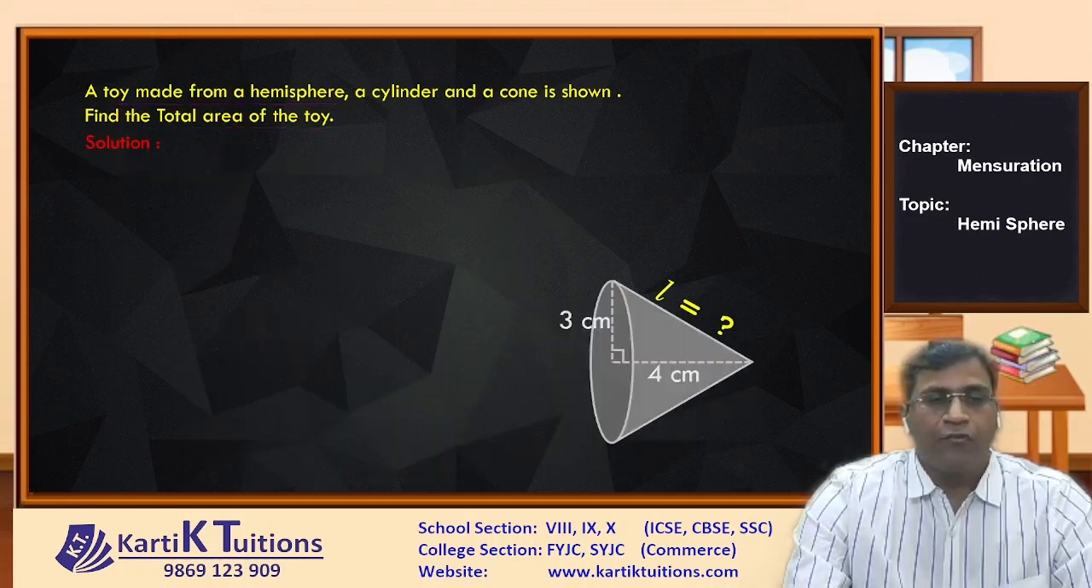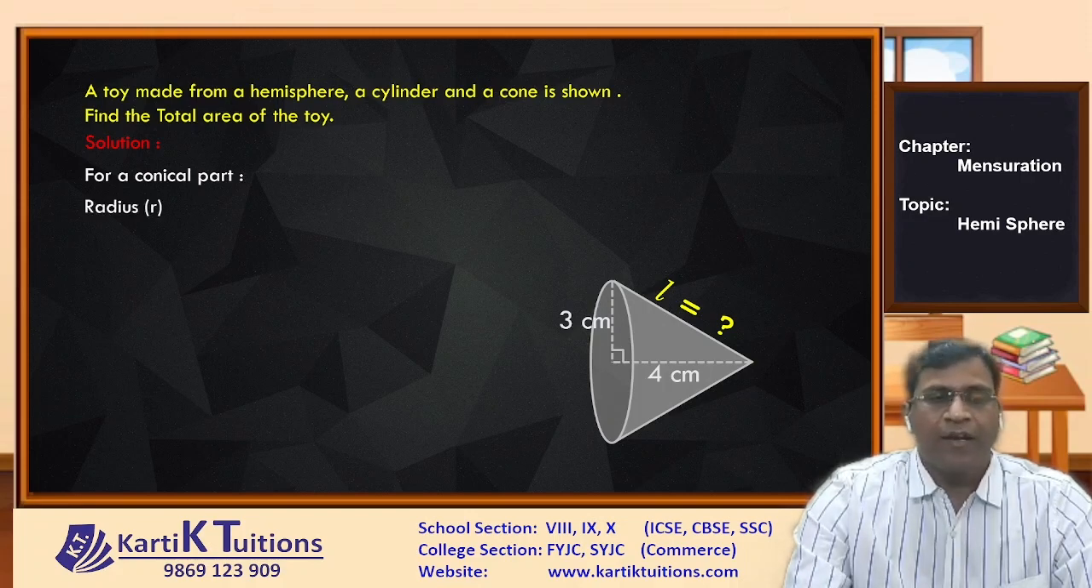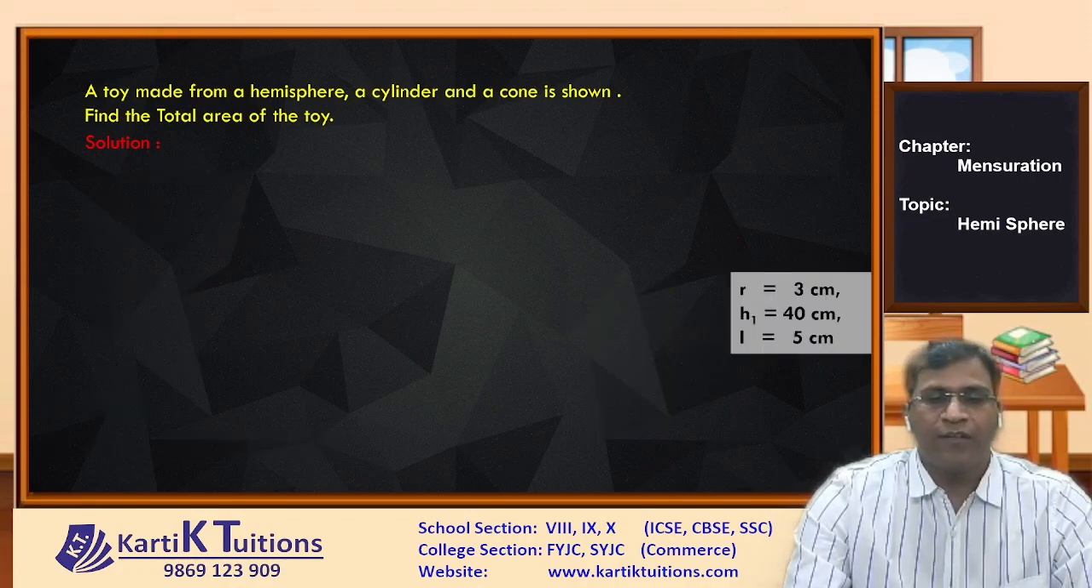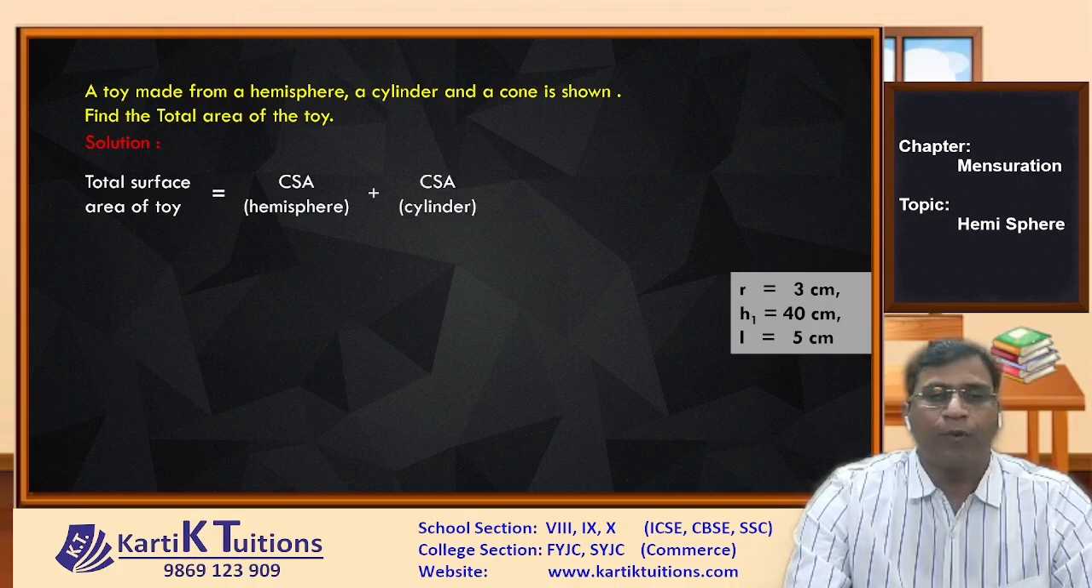So now first for conical part, see the radius is given to us as 3 centimeter and height is given to us as 4 centimeter. So L square is what? R square plus H square. So here it will become 3 square plus 4 square. So it is 9 plus 16. That will become 25. So L will become 5 centimeter. Now once you get the slant height, just go to the basic step. अभी खाली फॉर्मूला सब्स्टिट्यूट करना है अपने को तीनों का.